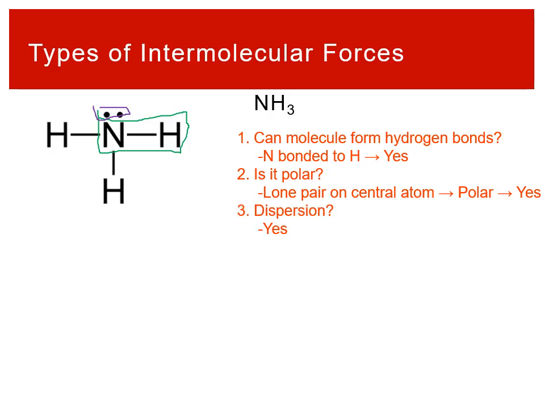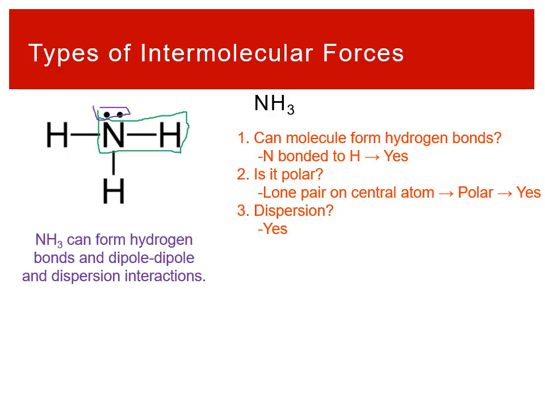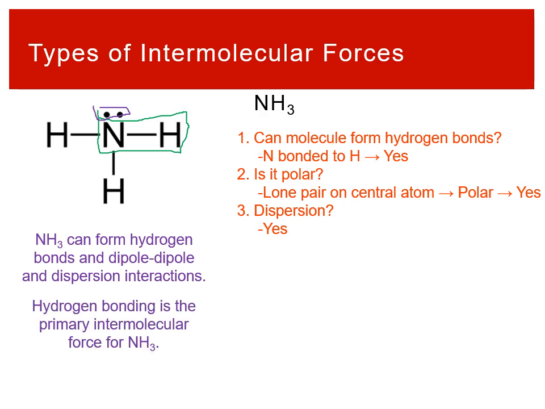Can it form dispersion? 3 yeses, yes, yes, yes. Dispersion's always yes. So ammonia can form everything. It can form hydrogen bonds. It can form dipole-dipole interactions, and it can form dispersion interactions. Okay. But hydrogen bonding is primary. When these molecules interact with each other, it's all about forming these hydrogen bonds.